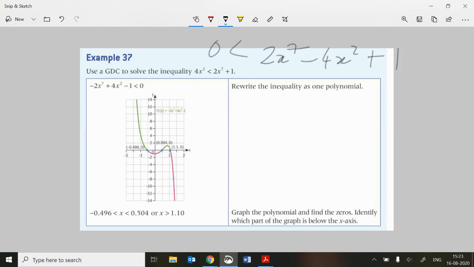So that's what I'd be doing. They've just done it the other way around, but it's fine. You can work either way around. It's not going to matter. It will still give you the same solution set at the end.